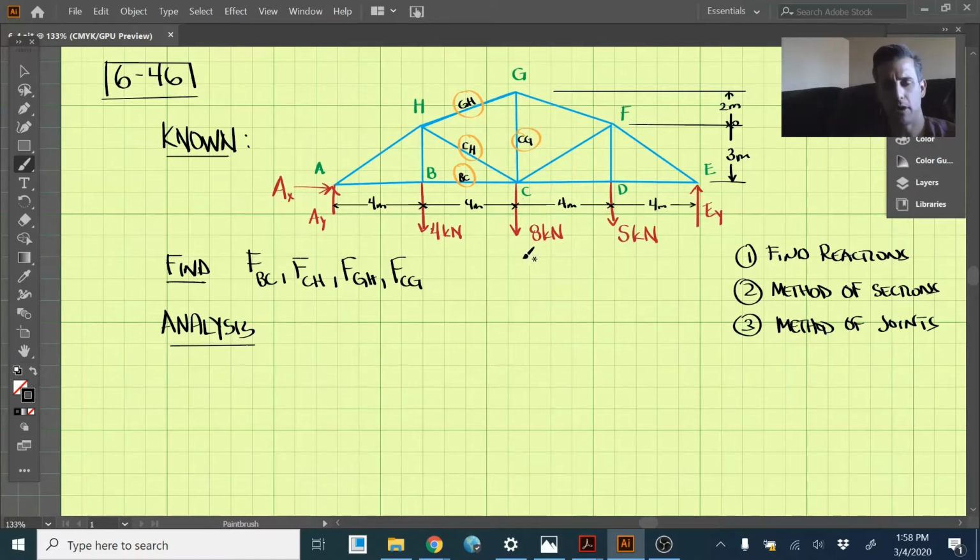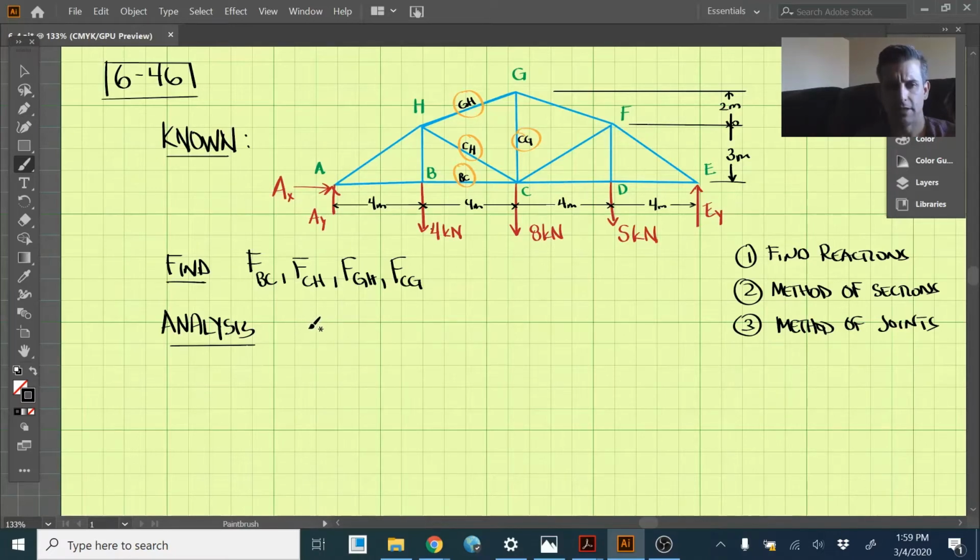Okay, so we're going to break this problem down into parts here. The first step I always think is a good starting point is to find the reactions. So find all these reactions at the supports here. Part two, we can use the method of sections. As you see, BC, CH, and GH all line up here. So we could break this truss down just down this line here, and expose those internal forces and use the method of sections to figure out these three. And then last, use the method of joints to figure out CG. All right, and that should solve the problem. So let's get started with finding the reactions.